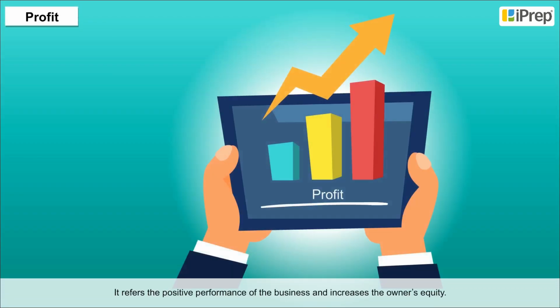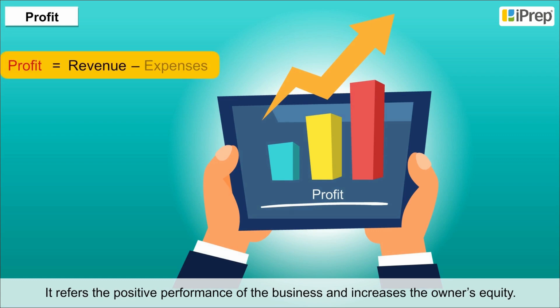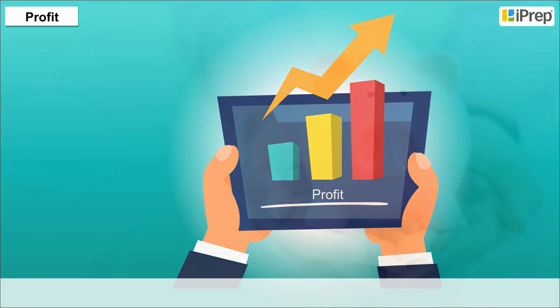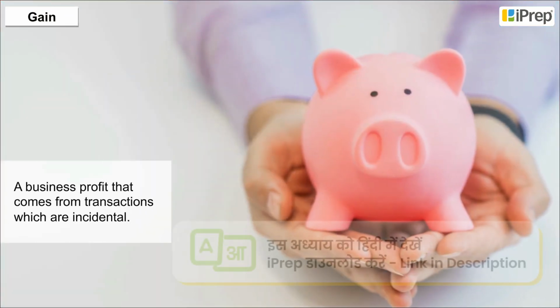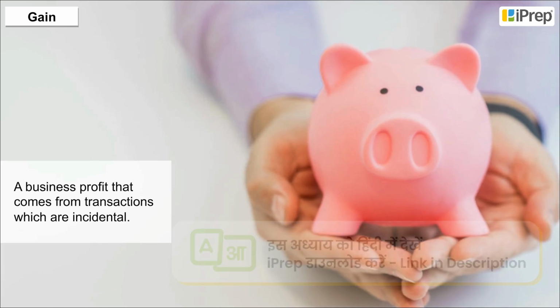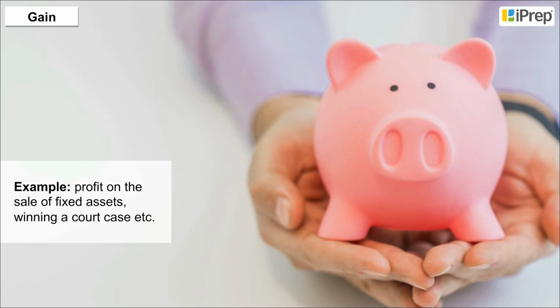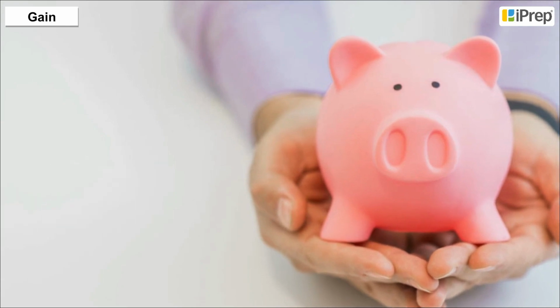Profit. It refers to the positive performance of the business and increases the owner's equity. Profit is equal to revenue minus expenses. Gain. A business profit that comes from transactions which are incidental. Example, profit on the sale of fixed assets, winning a court case, etc.